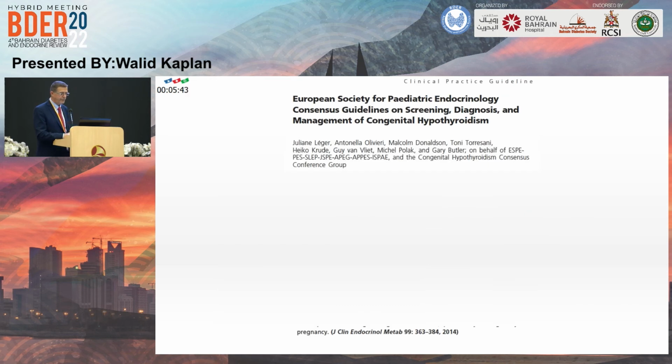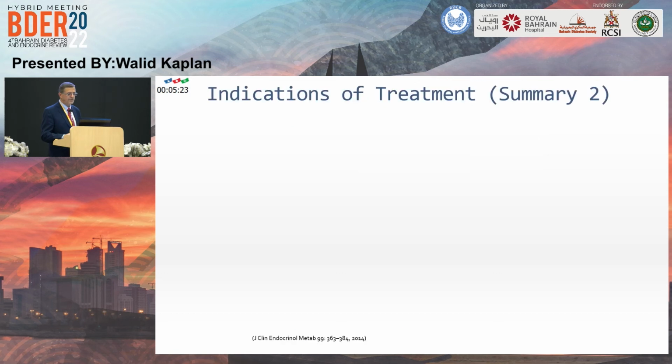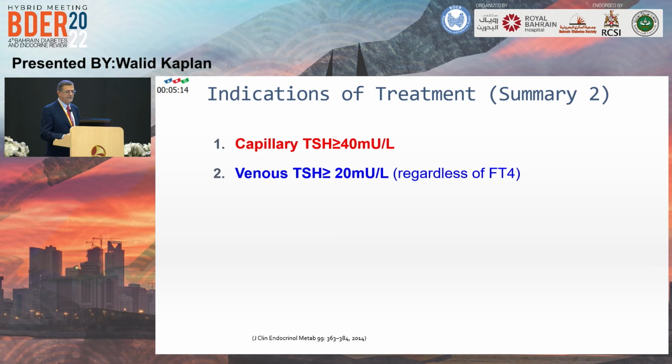The European Society for Pediatric Endocrinology, along with the Pediatric Endocrine Society of North America and the Japanese Society of Pediatric Endocrinology, almost every pediatric endocrinology society have basically come up with a guideline for congenital hypothyroidism in 2014. What you need to do from the guideline is those who need treatment fit into 3 categories. A capillary TSH more than 40, that means on a heel prick newborn screening. A venous TSH of 20 or more, regardless of the free T4, or free T4 is low, regardless of TSH. 3 categories you treat based on these without anything else.